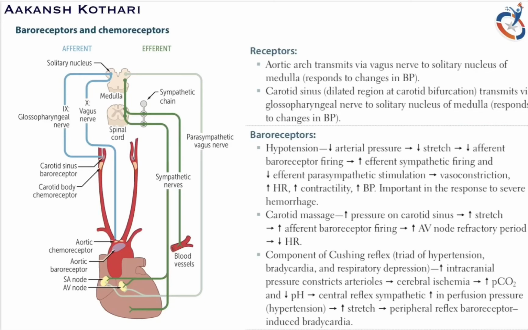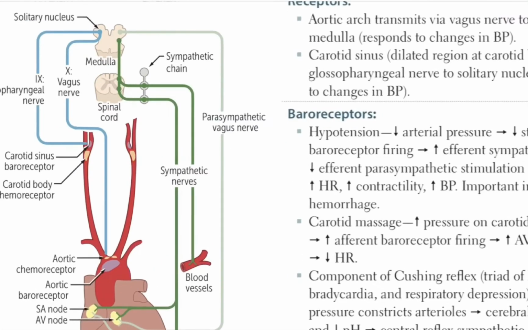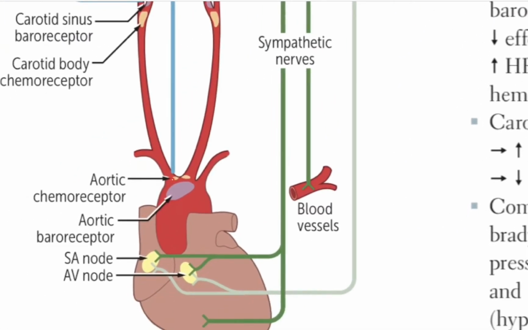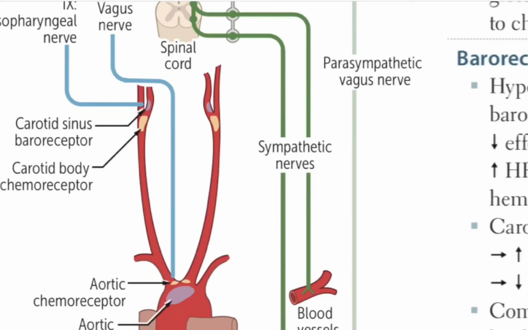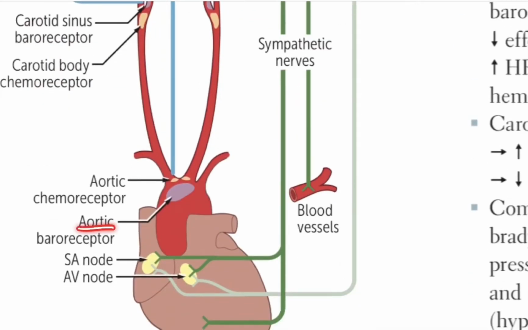Okay, so the blood pressure is controlled by baroreceptors and chemoreceptors. Now there are majorly two types of receptors. The first one is the aortic arch receptors and the second one is the carotid sinus receptors. Now, as the name suggests, the aortic arch receptors are present on the arch of the aorta and the carotid sinus receptors are present at the bifurcation of the carotid artery. Can you see this? So, this is the place of the carotid sinus baroreceptor and this is the place of the aortic baroreceptor.